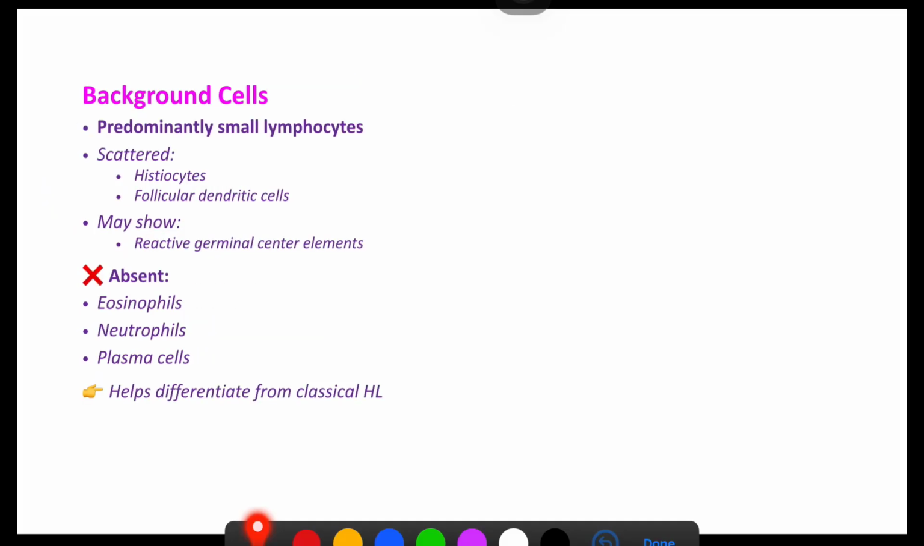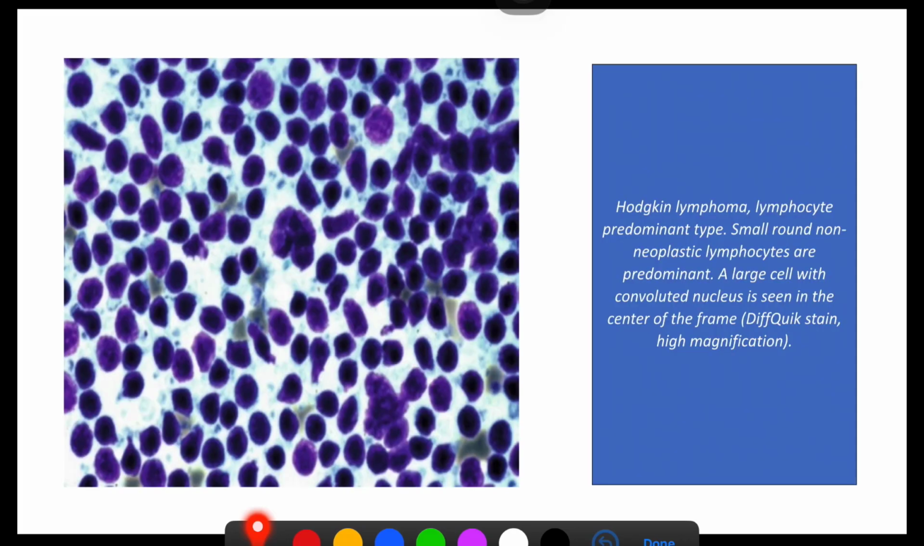In the background, predominantly small lymphocytes are present, and scattered histiocytes and follicular dendritic cells may be present, and it may show reactive germinal center elements. But here eosinophils, neutrophils and plasma cells are absent, which helps differentiate it from classical Hodgkin's lymphoma.